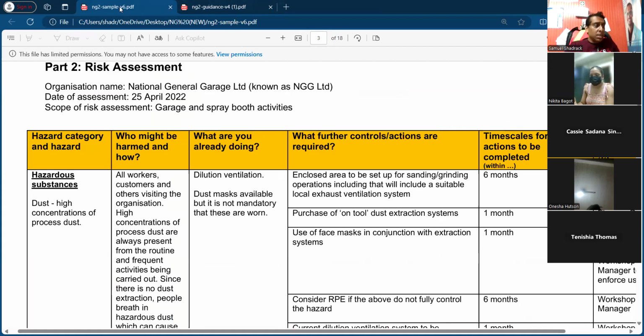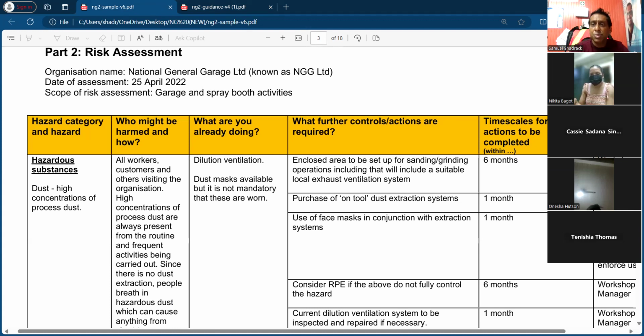I was saying last night that some of these things have two things in them. For example, column one was asking what is the hazard and what is the hazard category. So there are two things here. The hazardous substances is the hazard category, and the hazard is dust, a high concentration of processed dust. So the second column also has that approach.